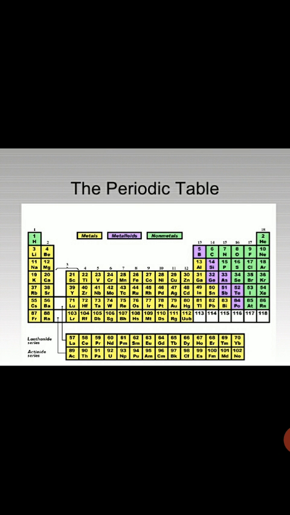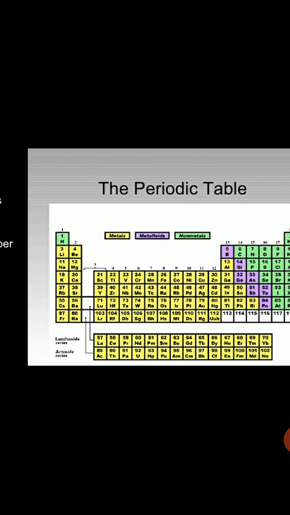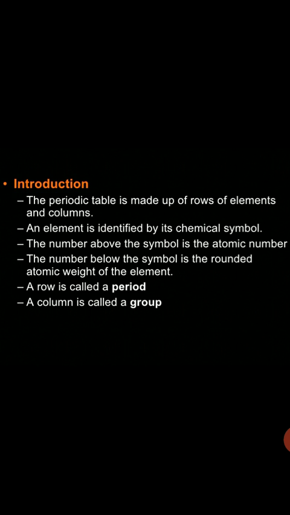Now, the long form of the periodic table, the description of the periods: a horizontal row of periodic table is called period, and it consists of series of elements having the same valence shell, right? So there are in total how many periods? 7 periods, which are numbered as 1, 2, 3, 4, 5, 6 and 7 depending upon the highest principal quantum number. So the periodic table is made up of rows of elements and columns.